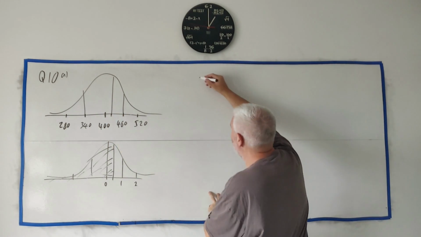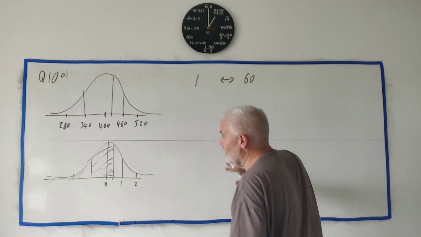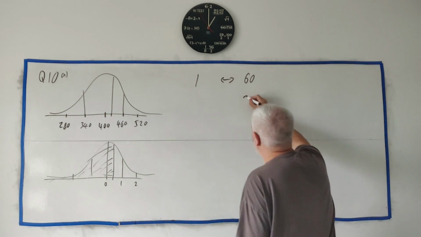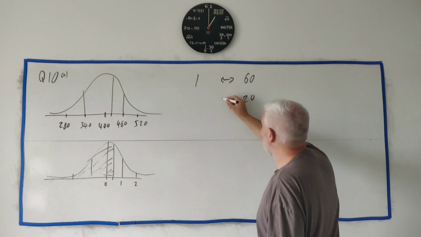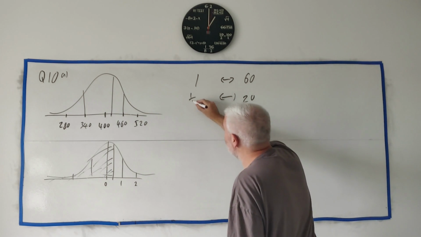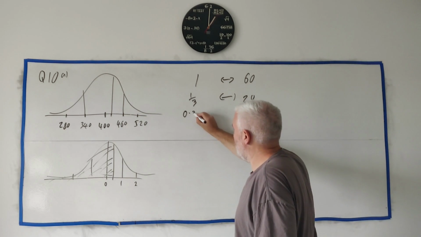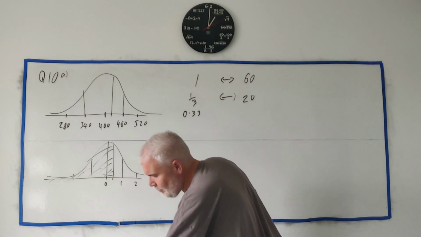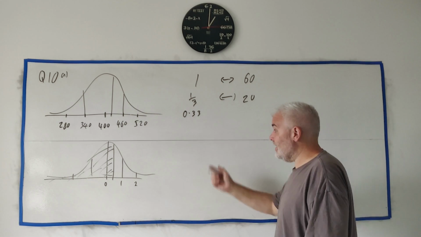60 is one standard deviation. 1 is the same as 60. So what's 20? Because 420 is 20 away from the middle. So what's 20? Well, it's the same as 1 over 3, I guess. Divide that by 3, divide that by 3. Or rewrite that as 0.33333. Two decimal places is all the book can handle, so 0.33 is fine. That's your Z score.